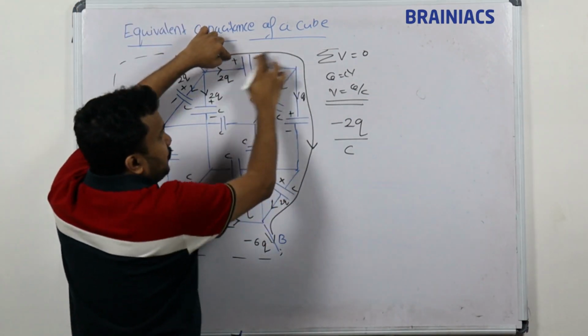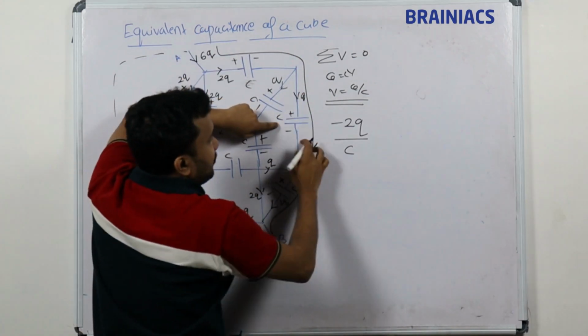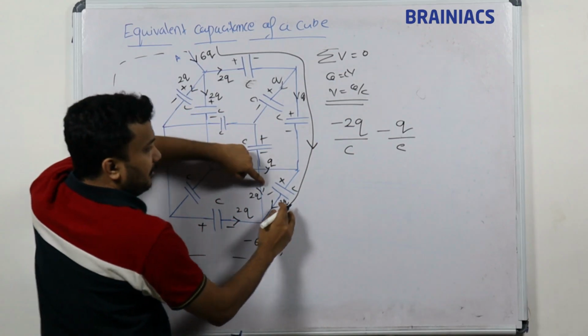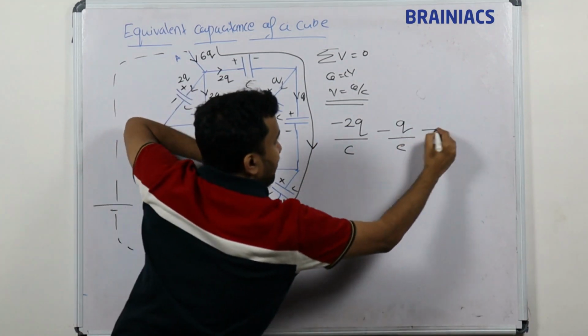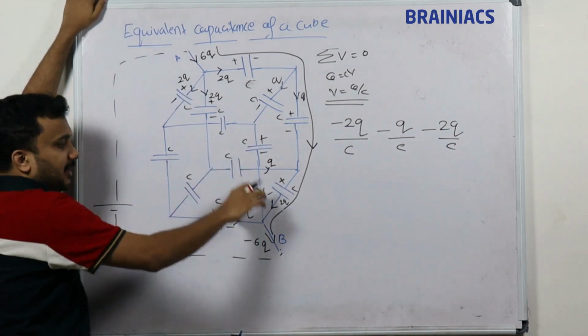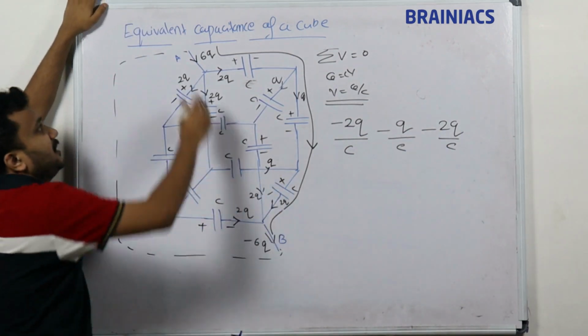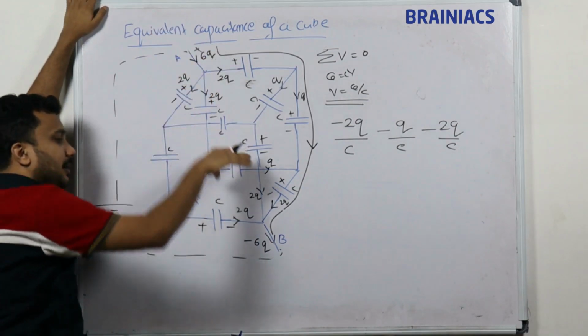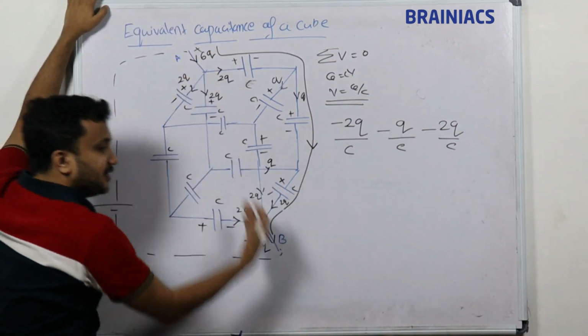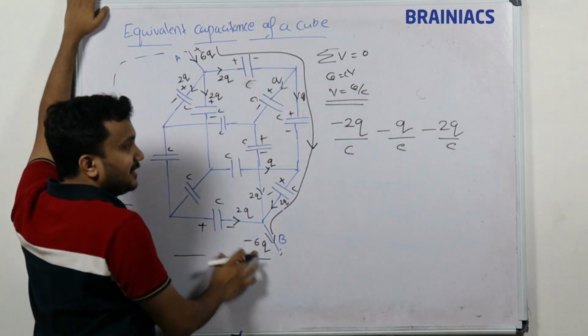Next voltage: we are coming here. Here it is plus Q, so again minus Q by C. Then we are going here, again plus to minus, so minus 2Q by C. Okay, all this minus Q will join and exit. So plus 6Q is coming in and going out. This is coming inside, that's why it is plus. This is going outside, that's why it is minus 6Q.